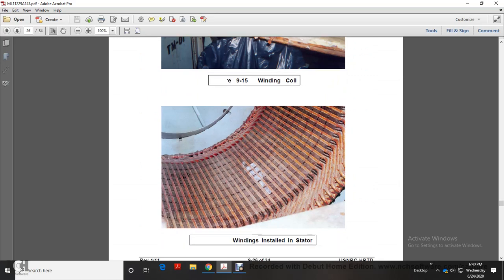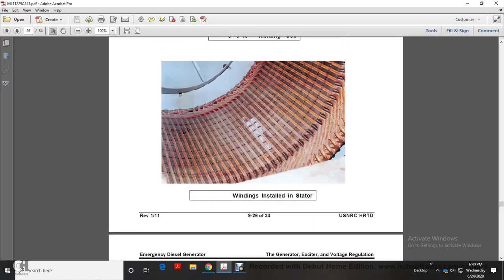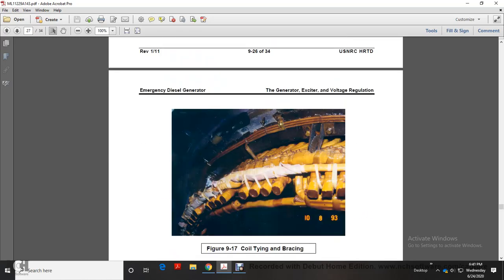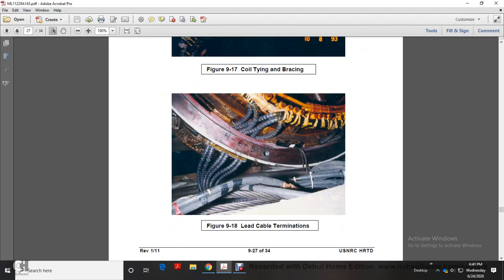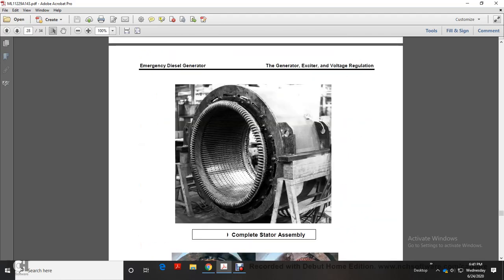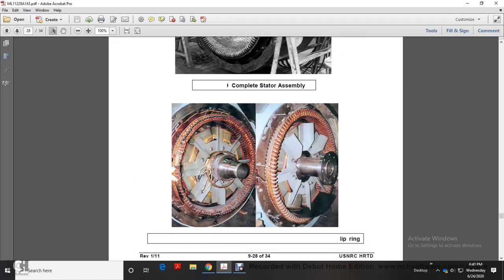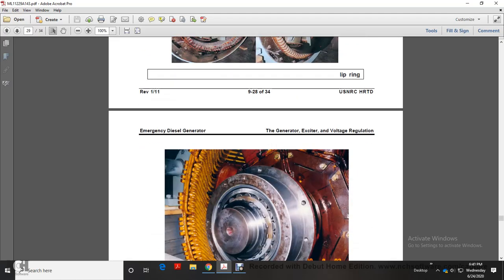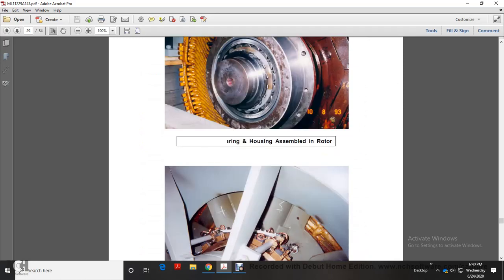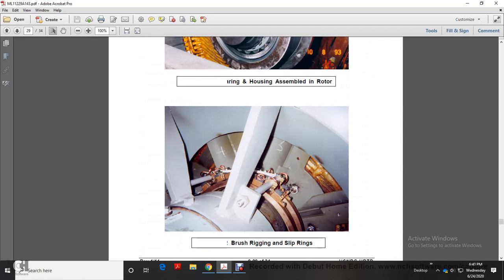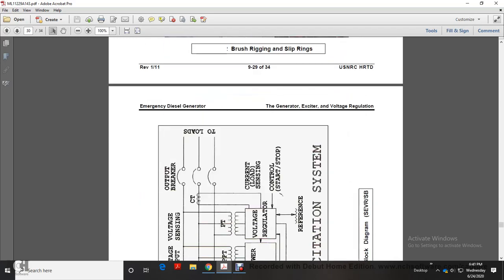Figure 9.15 shows winding coil. Windings installed in the stator. 9.17, coil tying and bracing. Lead cable terminals, 9.18. Complete stator assembly. Bearing housing with assembled rotor. Brushes, rigging, and slip rings.